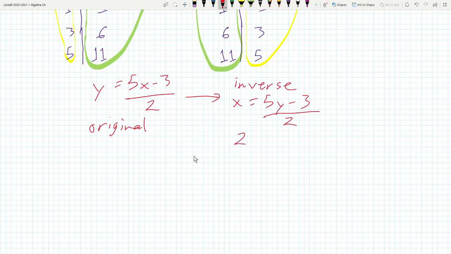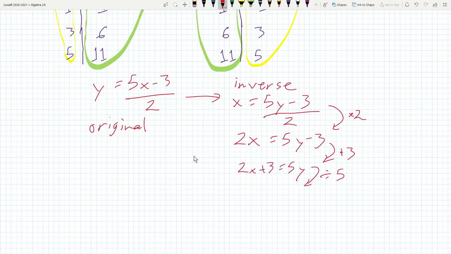I'll multiply both sides by 2 to get 2x equals this. So to get from here to here, we go times 2 on both sides. Next, we will add 3, and so we'll get 2x plus 3 equals 5y. And then we'll divide by 5, again on both sides.